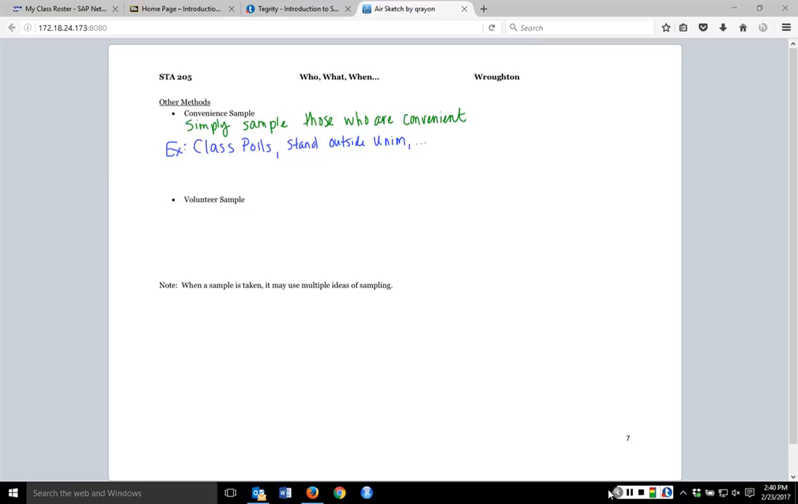One of the other sampling methods we have to talk about is what's called a volunteer sample. So of course we just simply ask for volunteers.